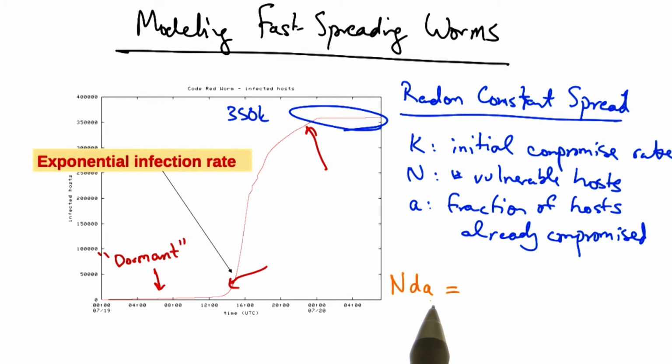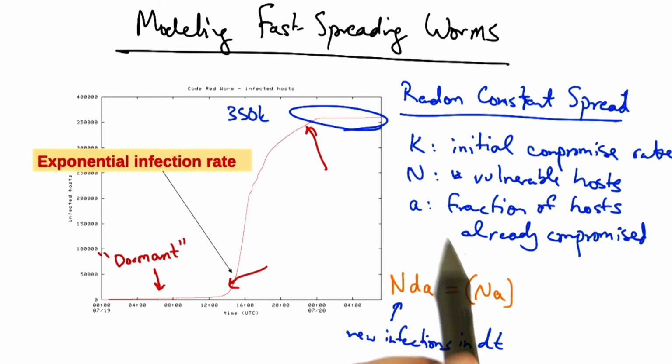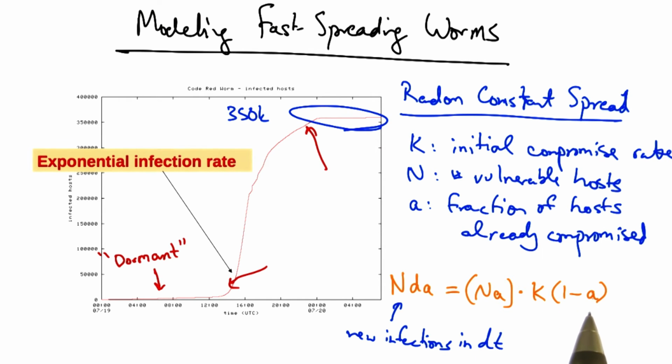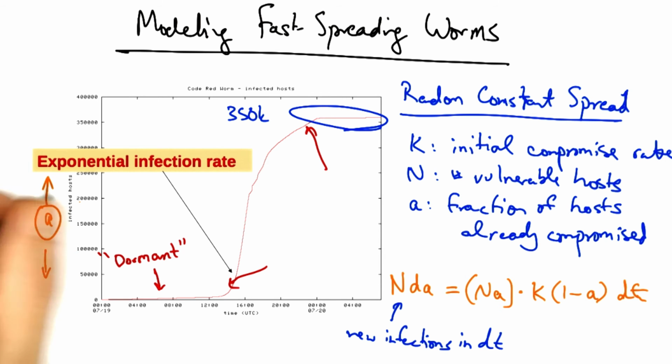So if n da is the number of newly infected machines in dt, we can express that in terms of the number of machines already infected, which is n times a. So these are the hosts already capable of doing more scanning. And now k times (1 minus a) is the rate at which uninfected machines become compromised in a particular time interval, dt. If we solve for a, the fraction of hosts compromised, which is effectively the y-axis of this graph, then we get the following.